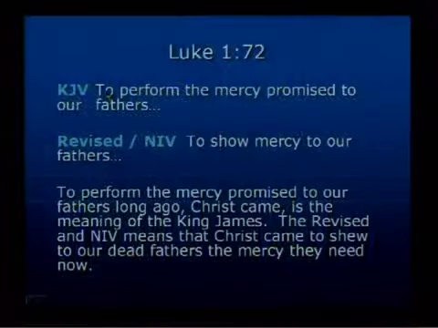Luke 1:72. To perform the mercy promised to our fathers, revised, and the NIV, to show mercy to our fathers. Now this is interesting. This is fascinating. Now you can show mercy to our fathers, so I can pray for the dead? Can I now pray for the dead?